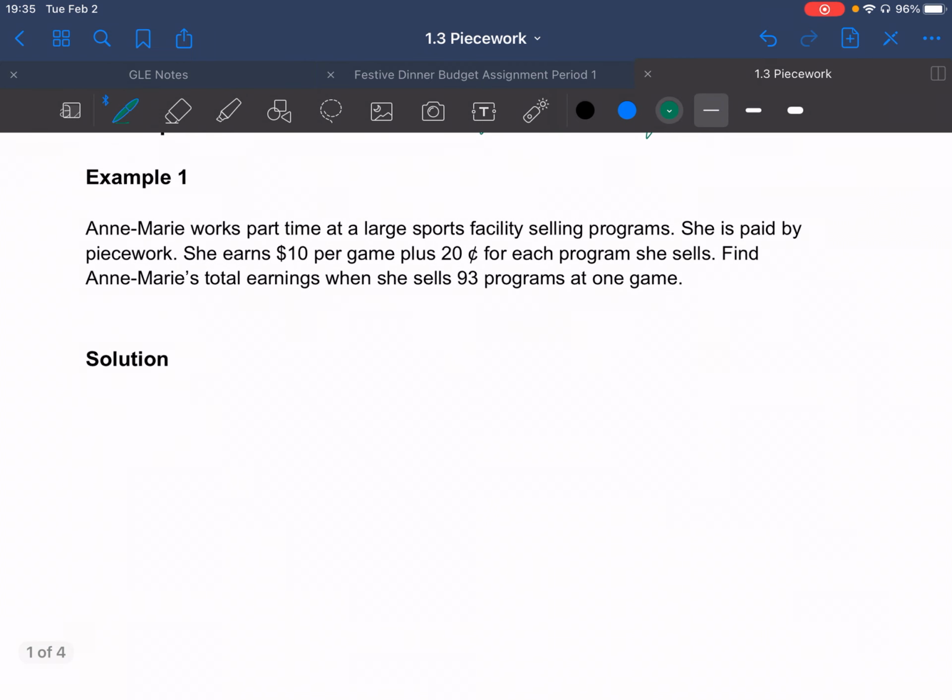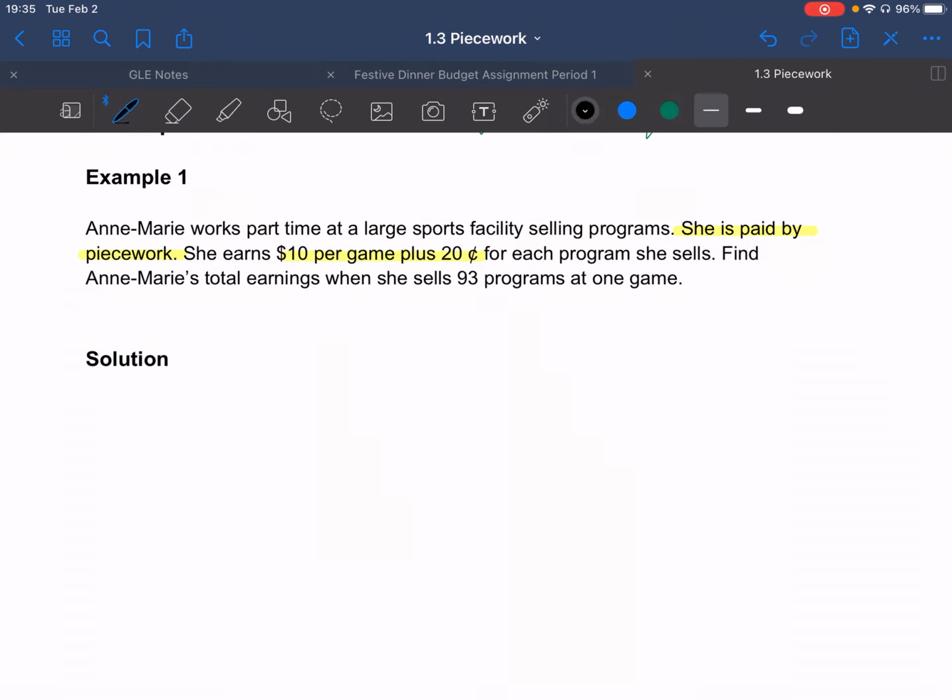Example one: Anne-Marie works part-time at a large sports facility selling programs. She's paid by piecework. This is the important information that we have. She's earning $10 per game plus 20 cents for each program. One thing we want to do is make sure that all of our information is in the same unit.